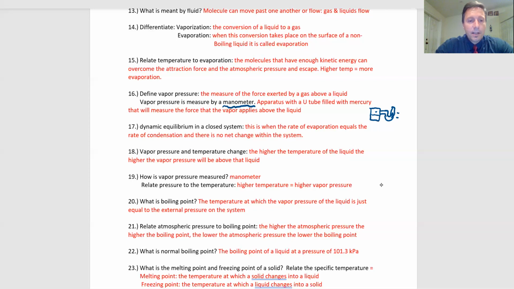Number 17. Dynamic equilibrium in a closed system, and that's really important. Dynamic equilibrium is only in a closed system. I have this container right here. It has a sealed lid, and I have this liquid in here. Dynamic equilibrium means that the rate of evaporation equals the rate of condensation. So we have some of the liquid evaporating and some of the gas condensing and going back into its liquid state. When that's all equal, there's no net change. It's in equilibrium. That's called a dynamic equilibrium.